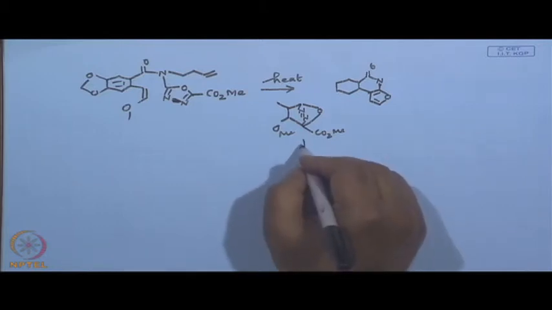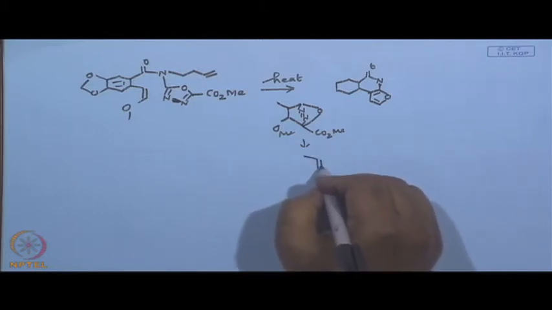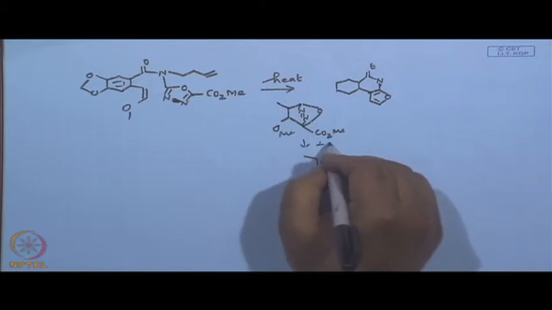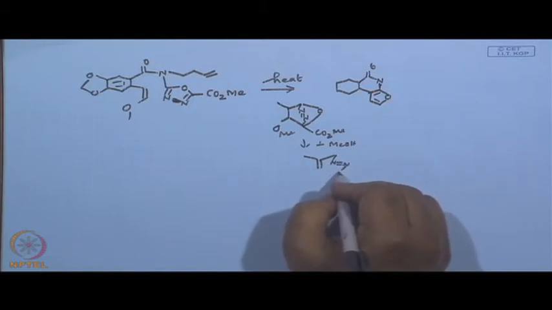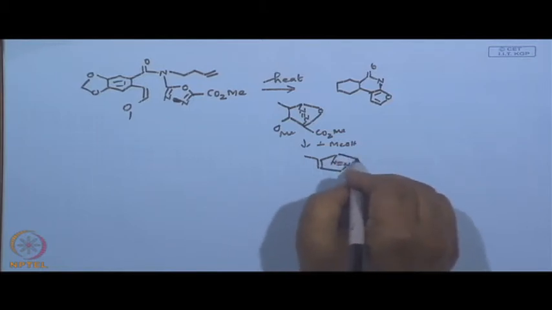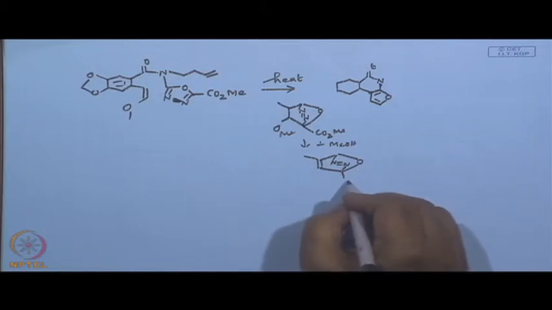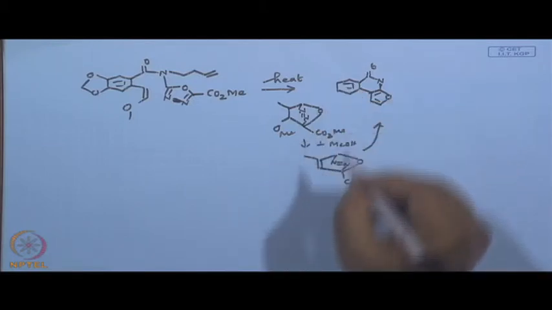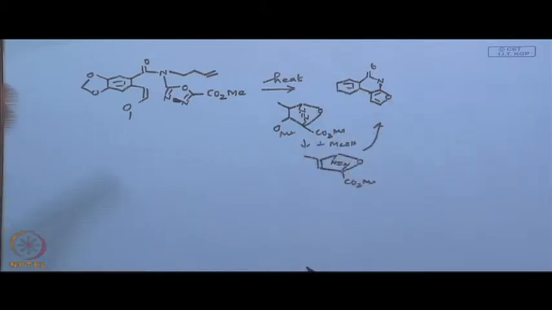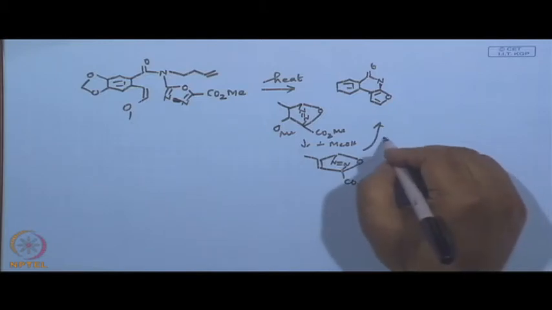Then under thermal conditions, you lose methanol. So, you will have something like nitrogen, then oxygen up here, and then ester here. Now, you can see what is going to happen. It is a retro Diels-Alder. So, it is an Alder-Rickert procedure, and loss of nitrogen. That also you have to note.